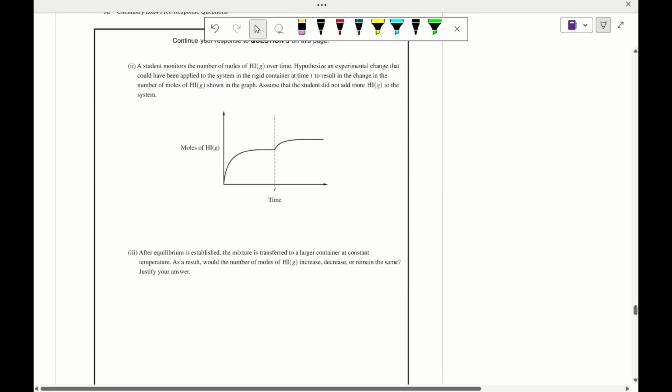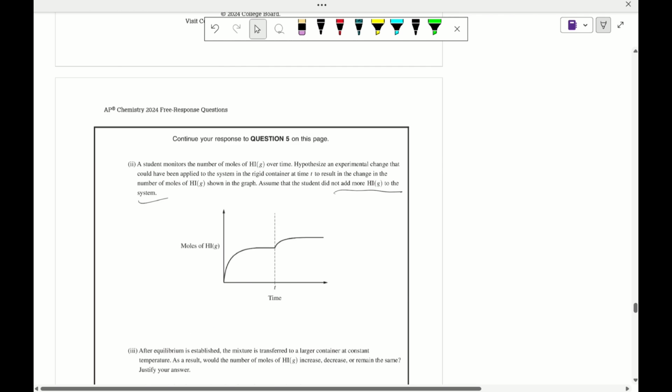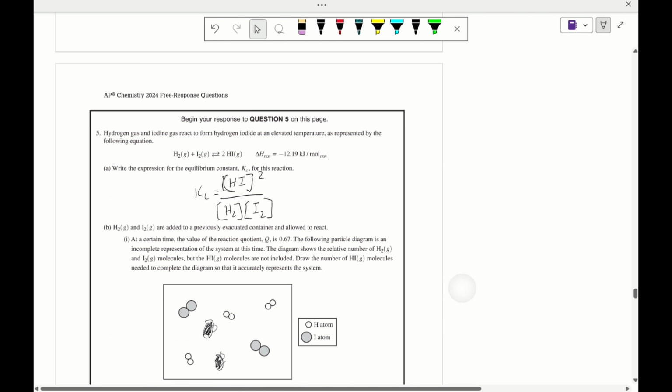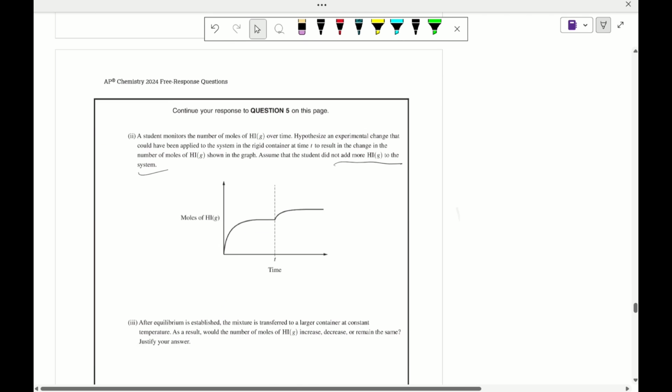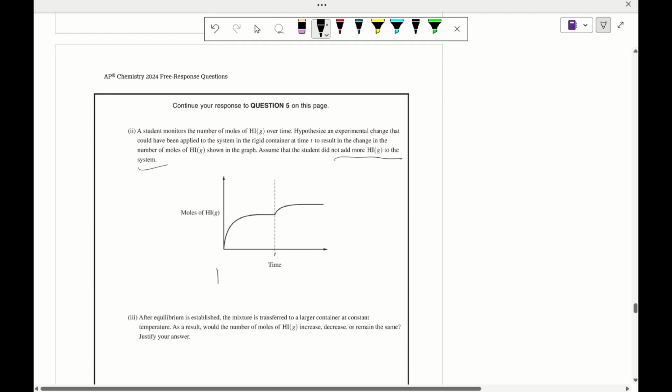And this is asking what could have increased the moles of HI, and the student did not add more HI to the system. So as we can see, the enthalpy is negative, so that means it's exothermic. That means heat is a product. So if you lower the heat, it will shift right towards the product side, thus creating more HI. So this was just lowering the temperature.